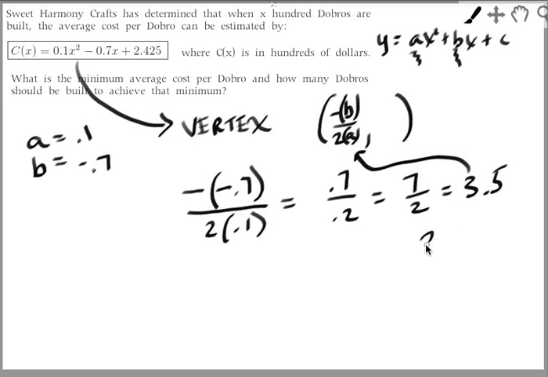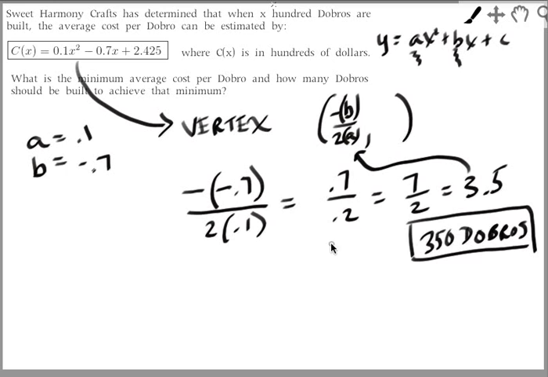It is 350 Dobros. So when we set up our factory and our workers to produce 350 Dobros, we will find the minimum cost per Dobro at that value. So the question is, what is the minimum average cost per Dobro? And to find that, we need to input 3.5 into the function.